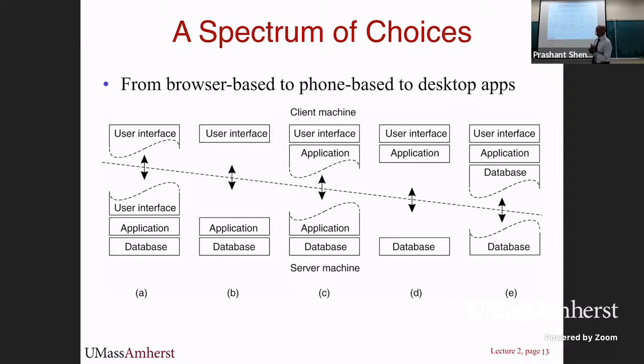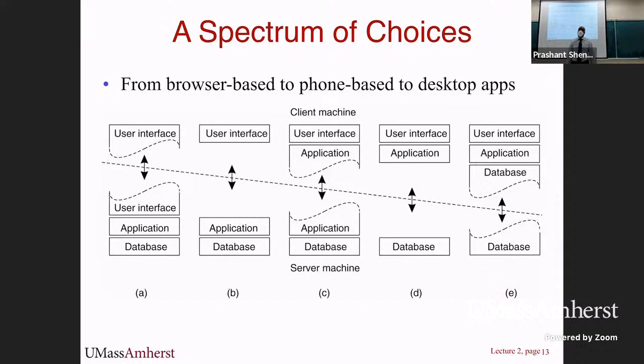Here you will see there are five different choices of how you write your distributed application. The dotted line in between is the boundary between the client and the server. Everything above the dotted line is at the client in that choice, and everything below is at the server. Let's look at some of these examples. In the first example, the user interface tier is split between the client and the server, because there's a part of it here and a part of it there. The application and the database are all at the server.